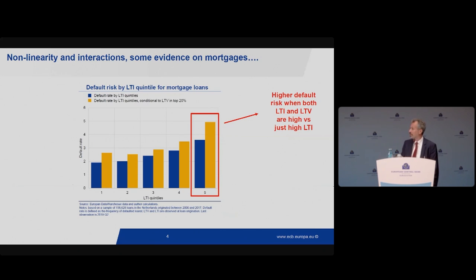So maybe these are some suggestions, and here is one chart to make the point that non-linearity is important, and also the interactions, especially in mortgage markets. This is what we find for the LTI. We see the default rates for mortgage loans by quintile of the LTI in blue. And then you see that if you condition this to a high LTV too, the yellow bar, then the default becomes higher. And the effect is concentrated in the top, in the fifth quintile, essentially. So there is an interaction and non-linearity. This especially we see for the mortgage loans.